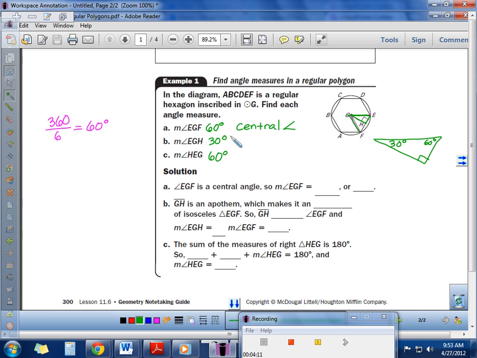But part B is the half central angle. And this is the one I want you to circle because it's the most important angle we can deal with. That is the important one. It's the half central angle. Central angle is easy to find. You just do your 360 divided by 6. But the half central angle is the one that lets us find a lot of parts. Any questions?